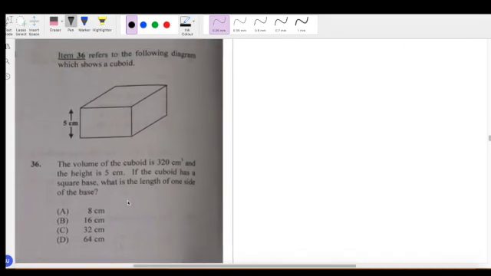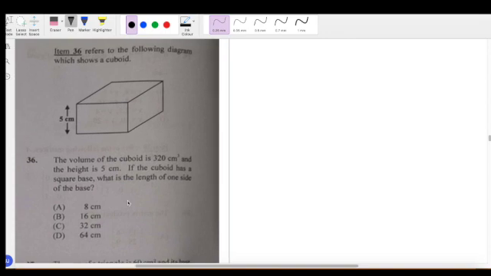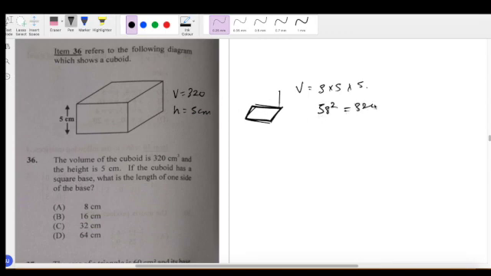Item 36 refers to the following diagram, which shows a cuboid. The volume of the cuboid is that. So volume is 320. And the height is that. If the cuboid has a square base, height is 5 centimeters. Right? And what is the length of one side? Well, the volume of a cuboid is the area of the base, which is side by side, multiplied by the height, right? And so since the side by side is a square, then side by side is s squared. So 5s squared is equal to the volume, which is 320, right?